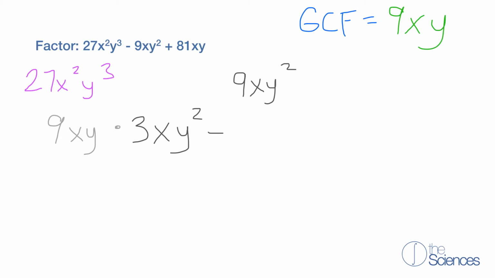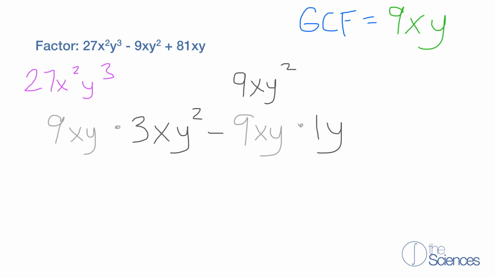So now we have minus, now we have 9xy squared. So now we're going to write our greatest common factor, which is 9xy, times, what do we have to multiply by to get 9? Well, that's just 1. What do we have to multiply to get x? Well, we already have x. And what do we have to multiply by to get y squared? Well, that's y. So y times y is y squared.